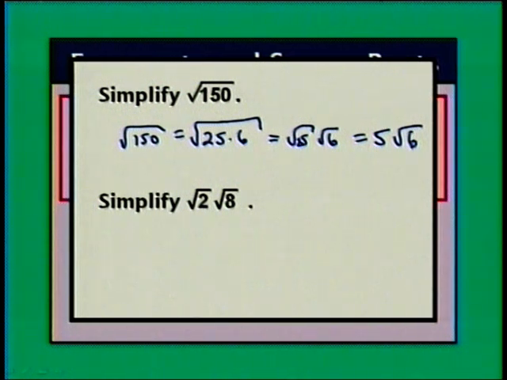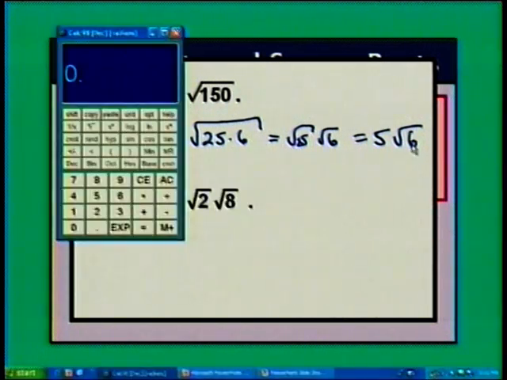How about the square root of 2 times the square root of 8? This is actually pretty cool. I'm going to get out my calculator and explore this a little bit. Recall that the square root of a positive integer is always either another positive integer or it's an irrational number. Well, neither 2 nor 8 is a perfect square, so the square root of 2 and the square root of 8 are not positive integers. Consequently, they're each irrational numbers.